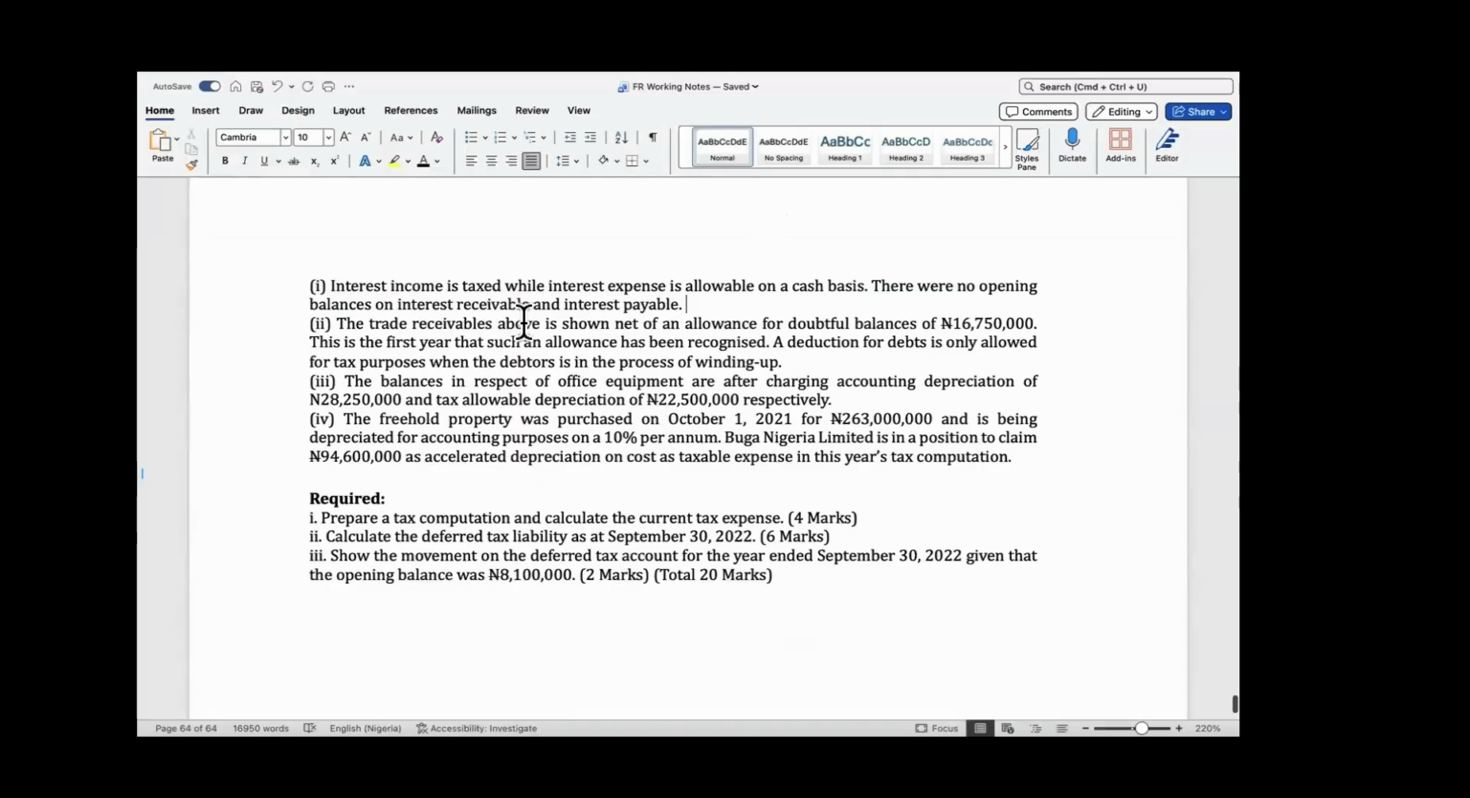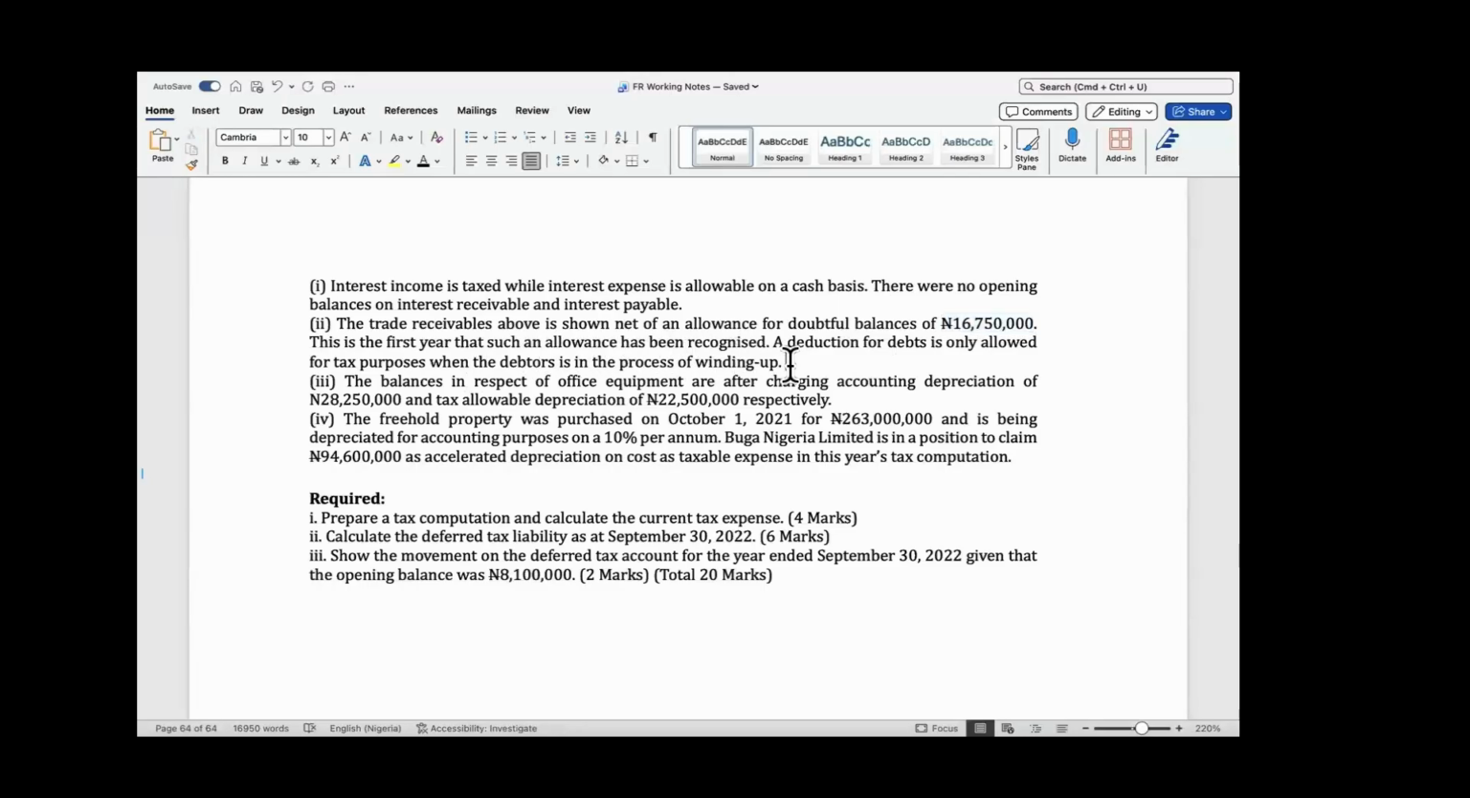We're also told that the trade receivables above are shown net of an allowance for doubtful balances of 16.7 million. This is the first year that such an allowance has been recognized. A deduction for debt is only allowed for tax purposes when the debtor is in the process of winding up.